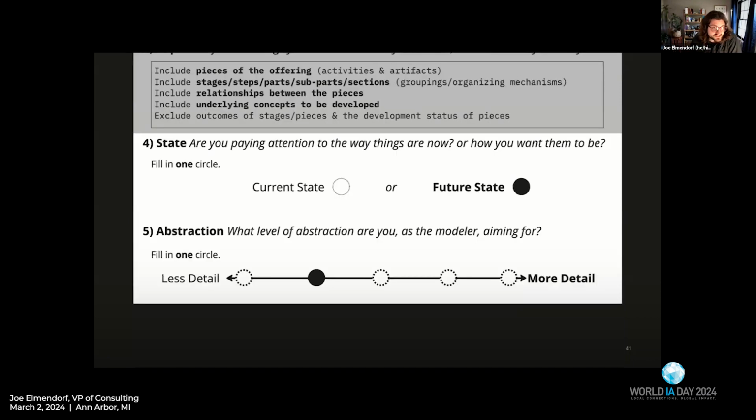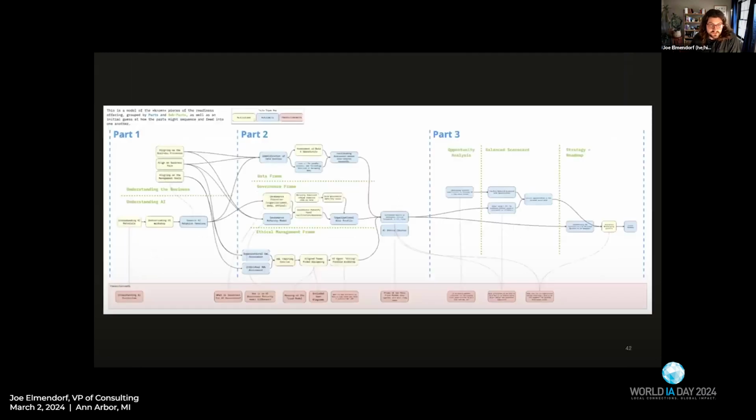This was a future state thing, and it necessarily needed to be pretty abstract. We didn't have all the details yet to really dive in and detail everything out. That will come later. And so I made this model.